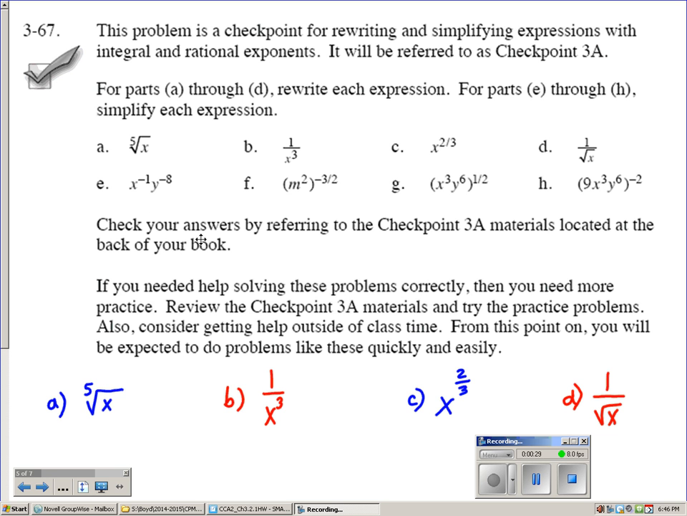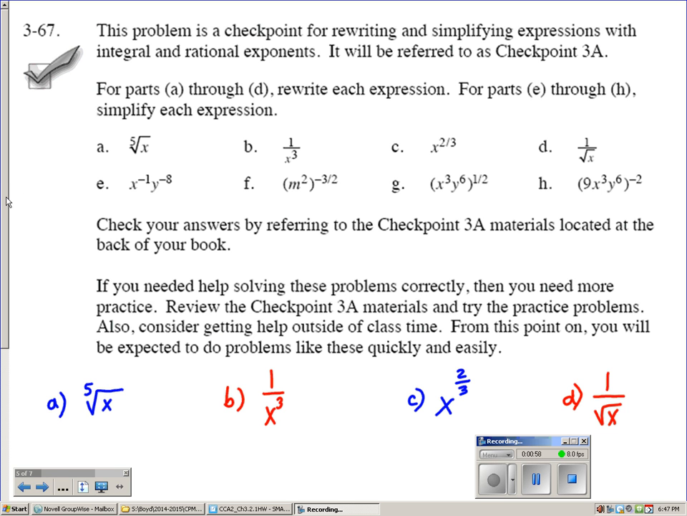It says check your answers by referring to the checkpoint 3A materials located at the back of your book. If you needed help solving these problems correctly, then you need more practice. Review the checkpoint 3A materials and try the practice problems. Also, consider getting help outside of class time. From this point on, you will be expected to do problems like these quickly and easily.